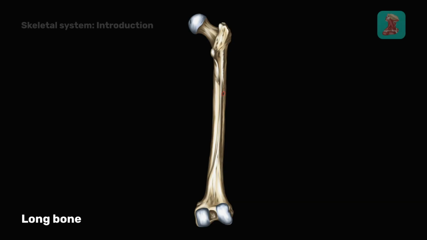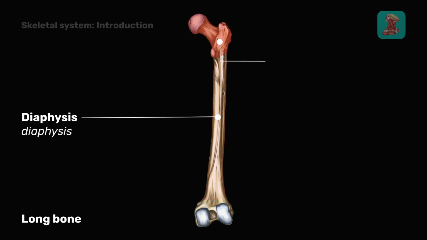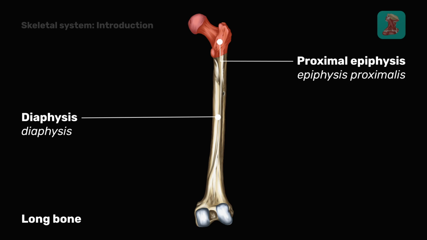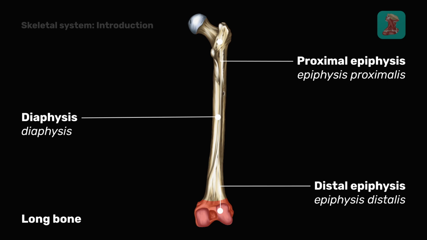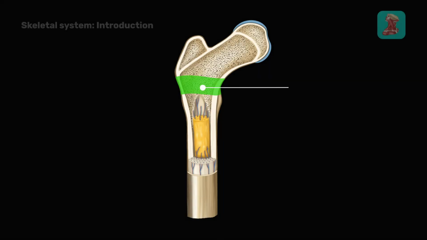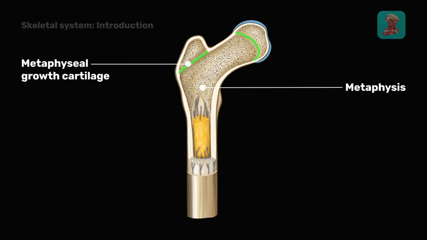Macroscopically, the following parts are distinguished in a typical long bone: the middle part, which is called diaphysis; the proximal end, which is called the proximal epiphysis; and the distal end, which is called the distal epiphysis. The metaphysis is the region where the epiphysis joins the diaphysis. In children and adolescents, this part consists of metaphyseal growth cartilage, which provides bone growth. As an individual becomes older, the region of the metaphysis mineralizes and the growth plates fuse.